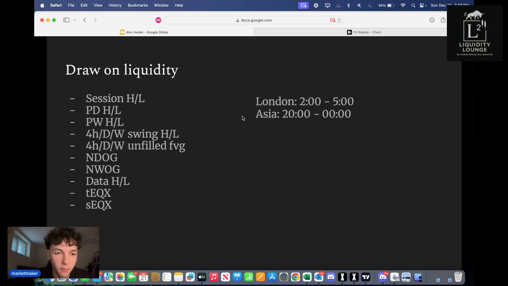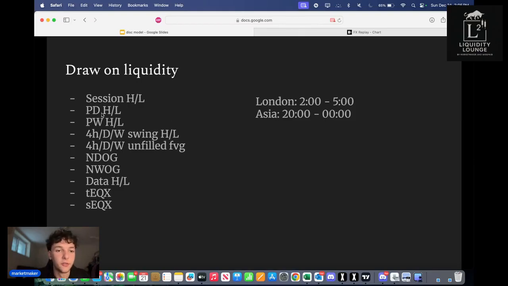This is the most important part of this model, having a strong draw on liquidity. So that's session highs and lows. So Asia and London, and I wrote down the times right here. These are very important times for you to mark out the highs and lows of, every single day before you even think about placing a trade, right? You need to know where these draws on liquidity are.